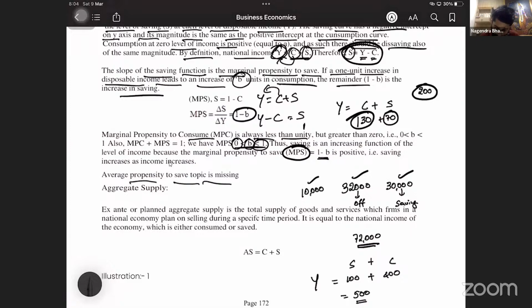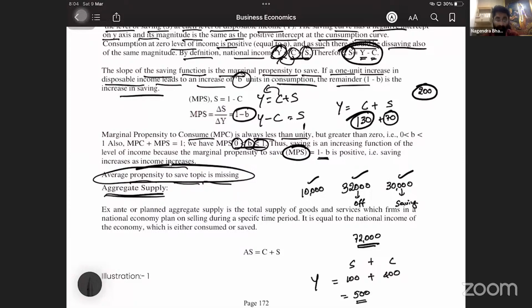Aggregate propensity to save topic is missing. Sorry, average propensity to save topic is missing, not there. Not required also.